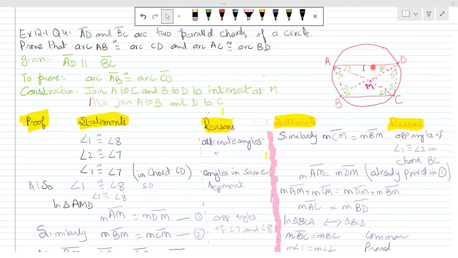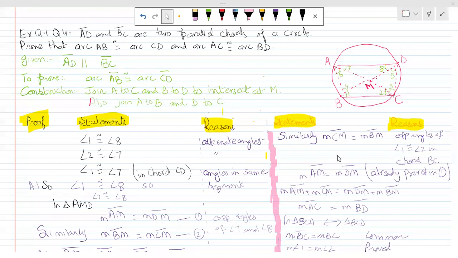In this triangle AMD, if angle 7 and angle 8 are congruent to each other, then their opposite sides will also be congruent to each other. The opposite side of angle 7 is MD or DM, and the opposite side of angle 8 is AM. So AM and DM, these two sides, are congruent to each other because their opposite angles are congruent. Similarly, with the same sequence of logic, we can prove that BM is congruent to CM.